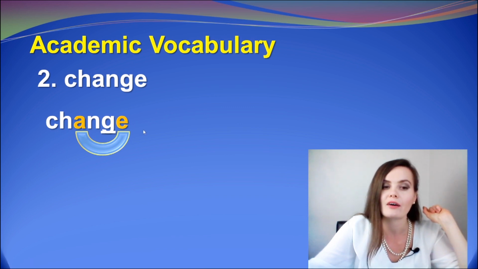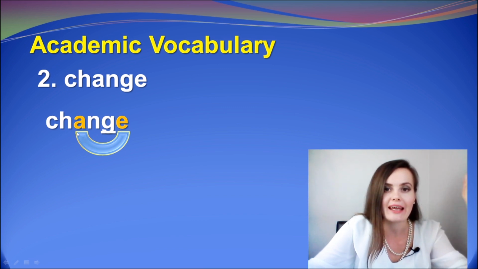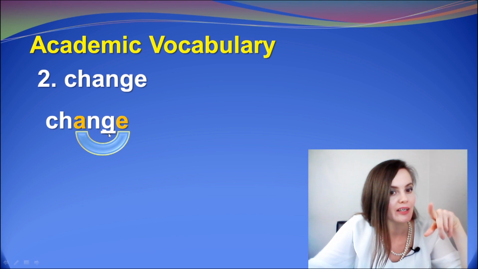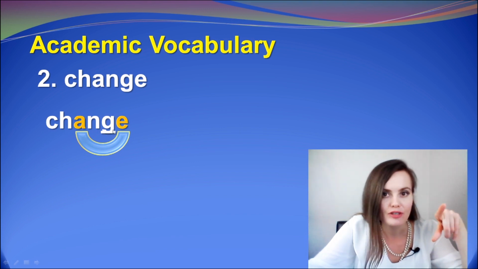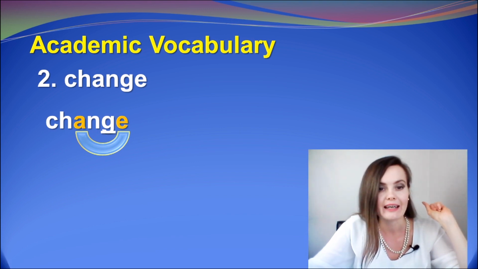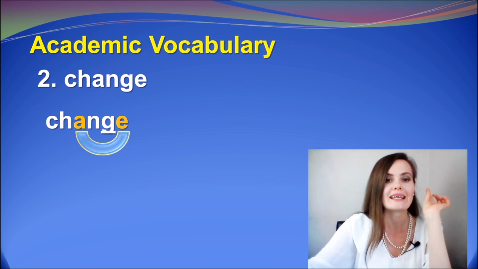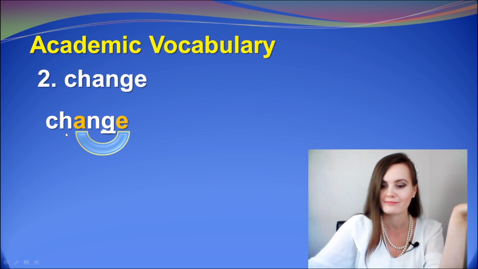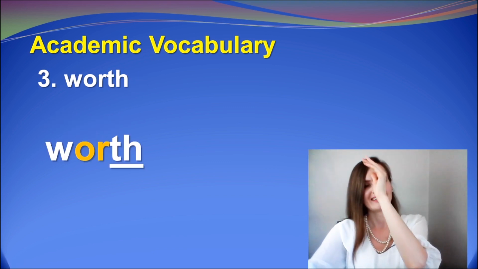Next, we have the sound A. A and silent E at the end makes the letter A sound like in the alphabet. So we get ch, A, and then we need to be very attentive. If the letter G is followed by E, it's going to sound like J. So we get ch, A, j, change. You got it.